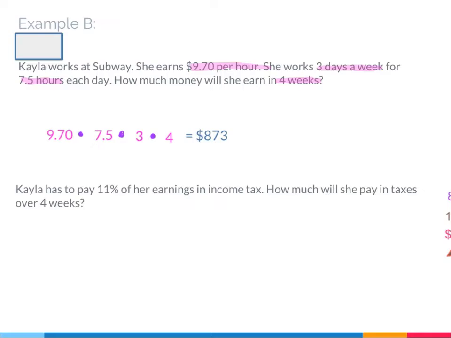However, it's a lot faster to just multiply them all together. So now let's take a look at the bottom problem. It says Kayla has to pay 11% of her earnings in income tax. So we're finding tip, tax, discount, or markup. In this case, it's tax.